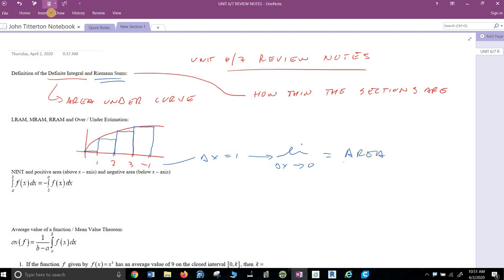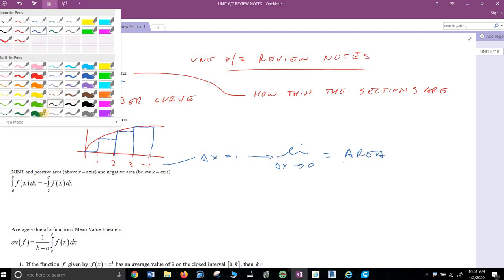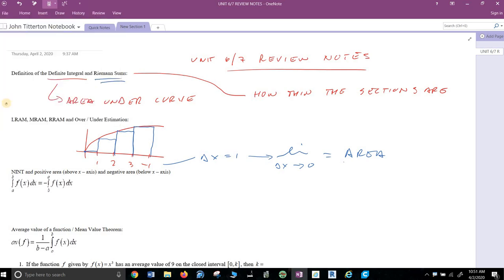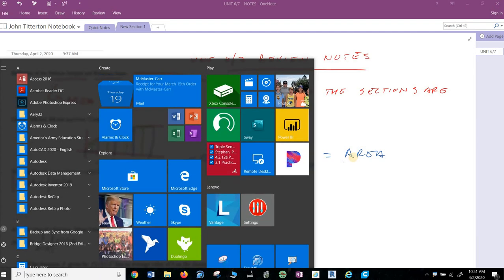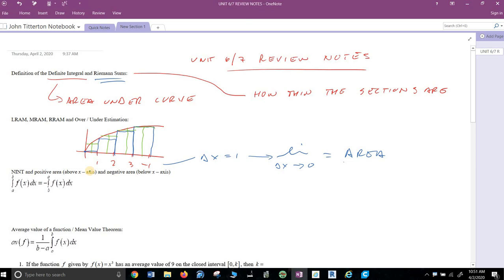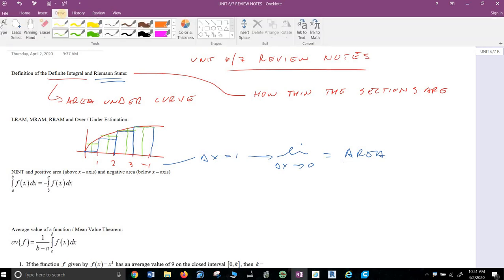So I'm going to write colors on top because this will take forever to do twice. Let's go with green, and MRAM would be go up to the middle and go both ways. See, an MRAM is your best approximation, but it doesn't really matter. They love to ask the question, an LRAM is going to be an underestimate because it's an increasing function, things like that. So be prepared.